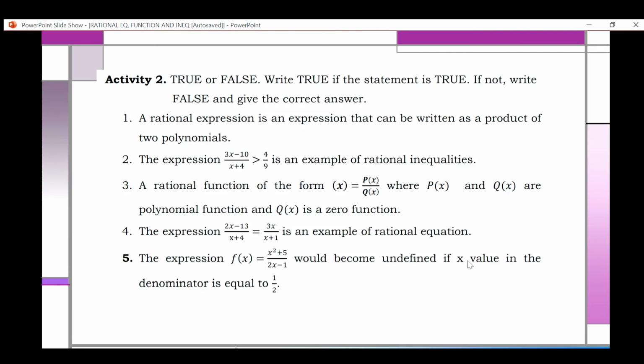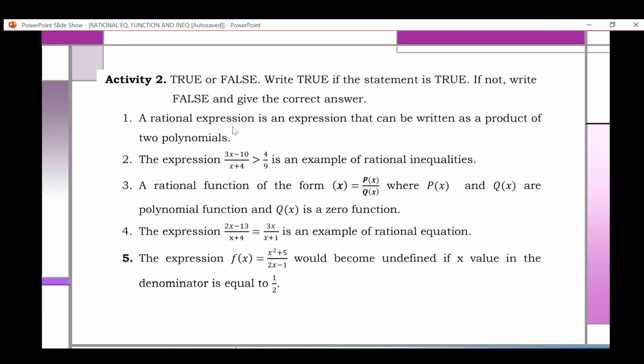Okay. The expression f of x equals x squared plus 5 over 2x minus 1 would become undefined if x value in the denominator is equal to 1/2. So if we substitute 1/2 to the equation to the function, so 2 times 1/2 that will be equal to 1. So minus 1 that will make the denominator 0. So the answer here will become undefined. So the answer is true.